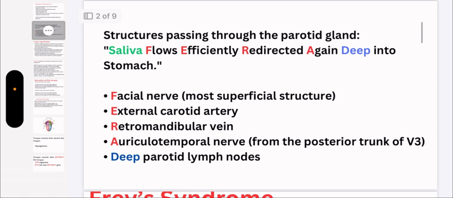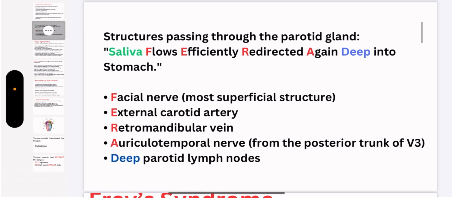How can you remember this one? You can remember this one by remembering this mnemonic: Saliva flows efficiently, redirected again deep into stomach.